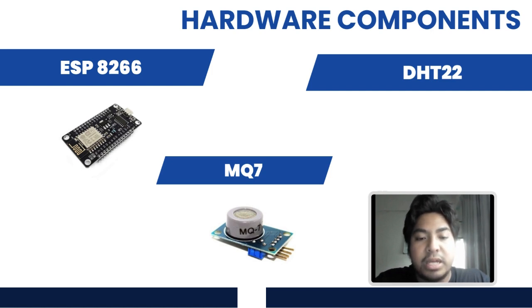So how this works is that the ESP8266 reads the analog values from the MQ7 sensor, and then converts them to digital values and sends the data to the cloud database.